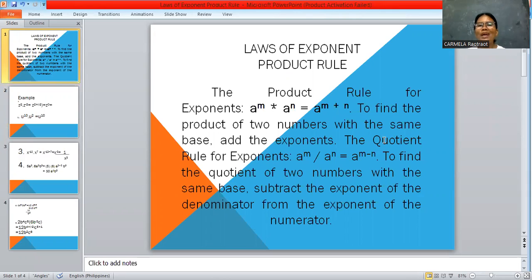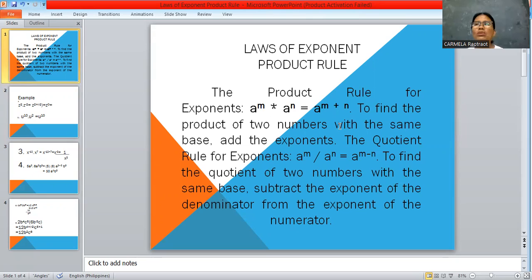So to find the product of two numbers with the same base, what are you going to do? You are going to add the exponents. Okay, in the given example, a raised to the power of m times a raised to the power of n, your base is the a, right? And your exponents are the m and the n. So since they have the same base, what are you going to do with the exponents? You are going to add.